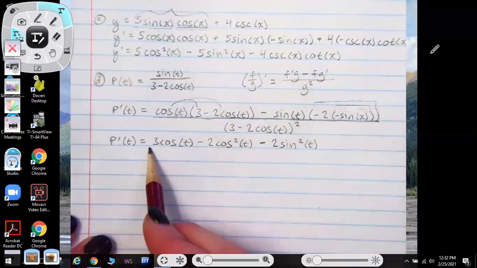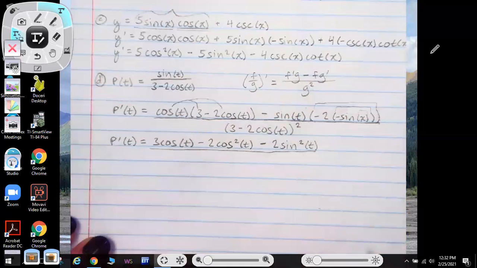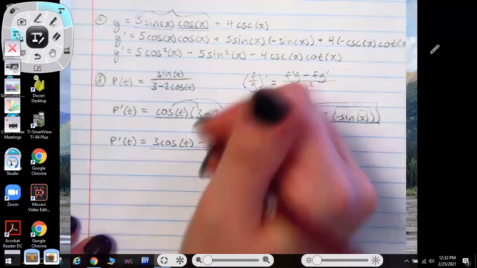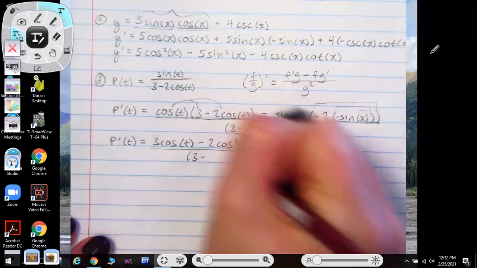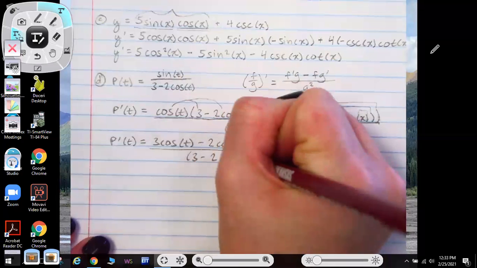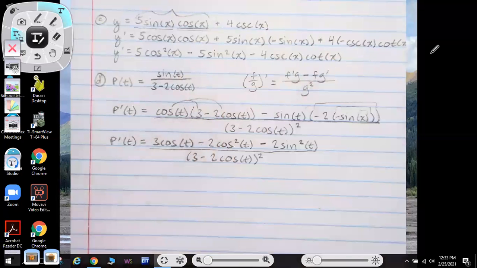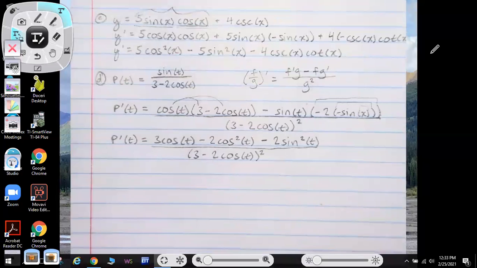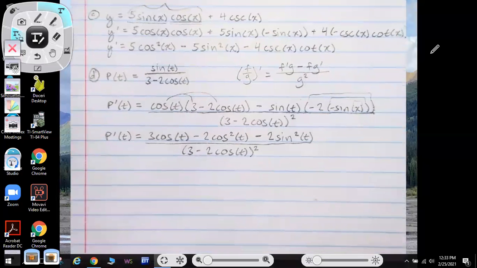And all of that, we're not going to multiply out the bottom. We're just going to leave it as 3 minus 2 cosine of t squared. I'd be happy with this as a final answer. They go one step further in the notes, so I'm just going to show you how we can do that.